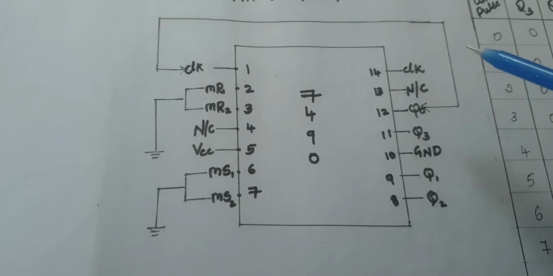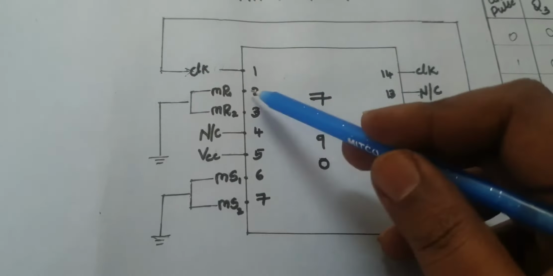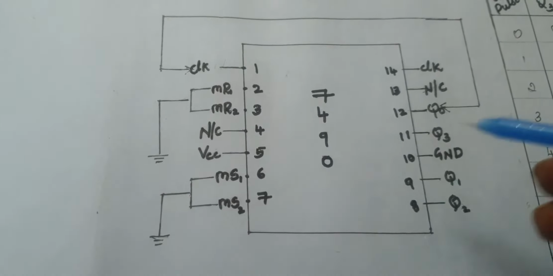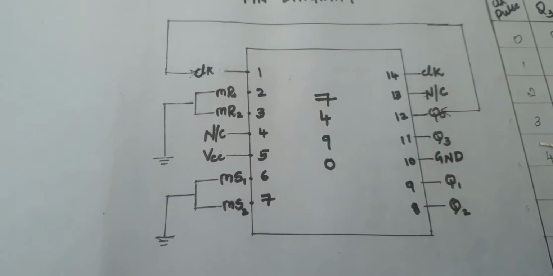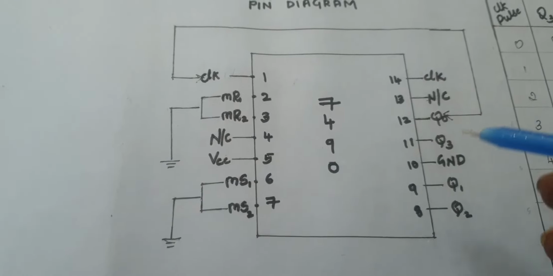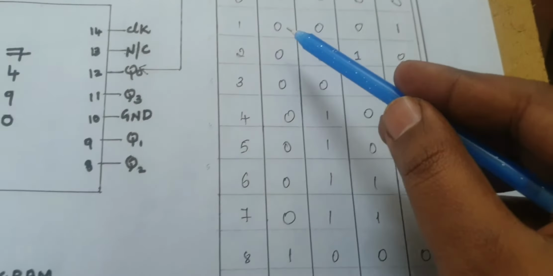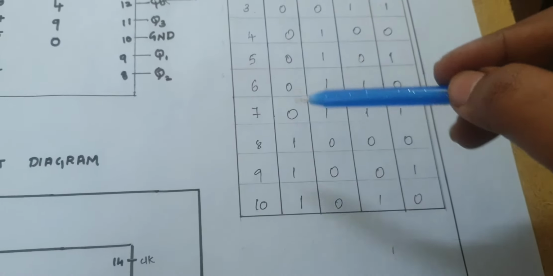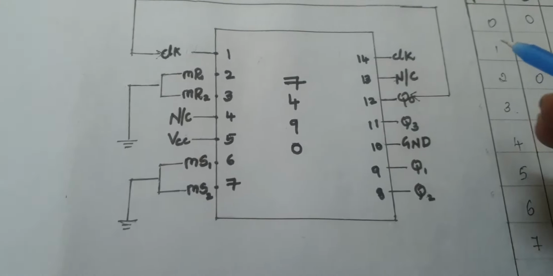So let's see how your 7490 works. 7490 is a 14 pin IC. It is a decade counter IC. It means that it is able to count from 0 to 9, so that there are 10 counts. So it starts from 0, 1, 2, 3, 4, 5, 6, 7, 8 and 9. So after 9 it again goes back to your 0.